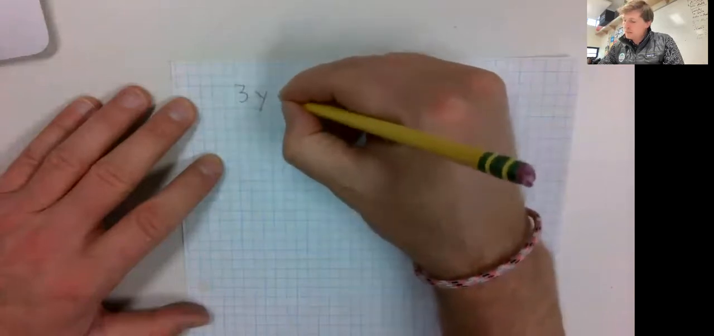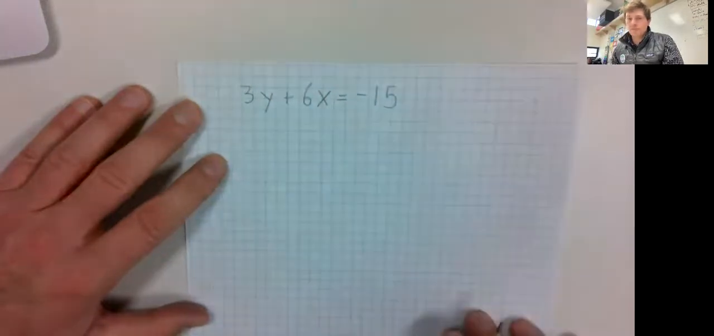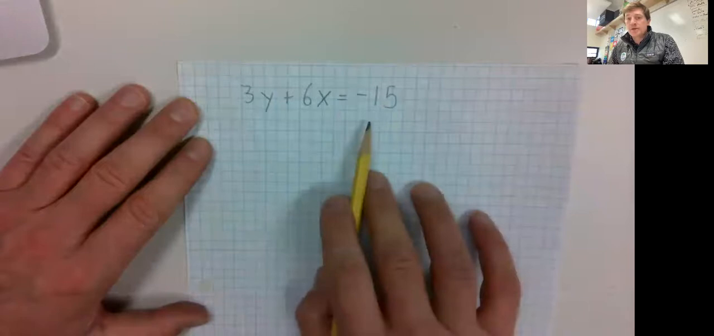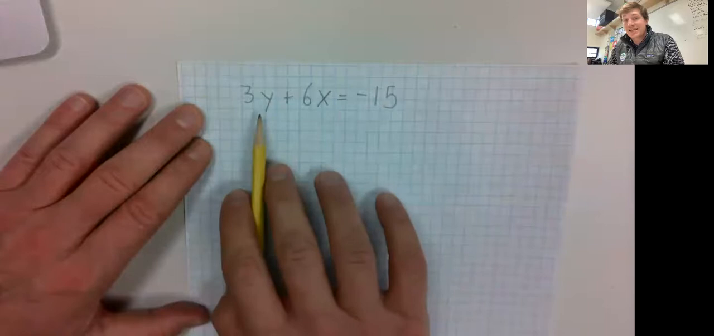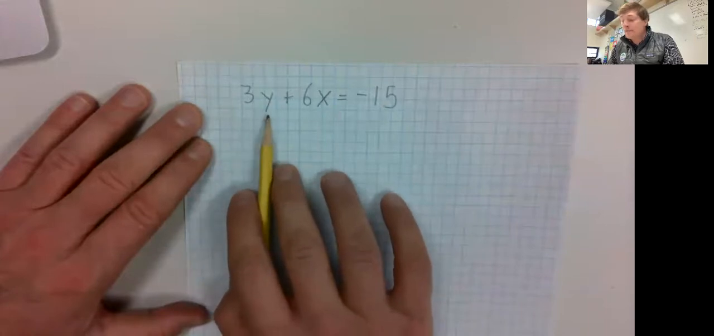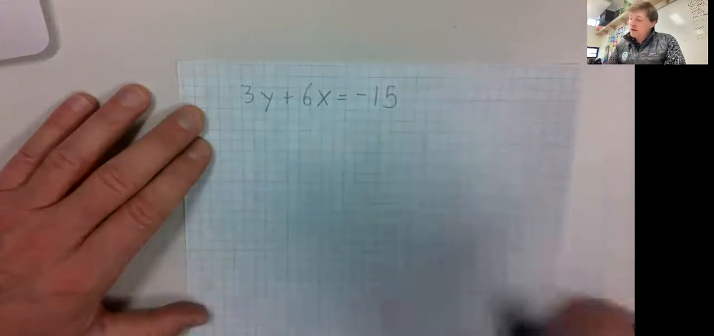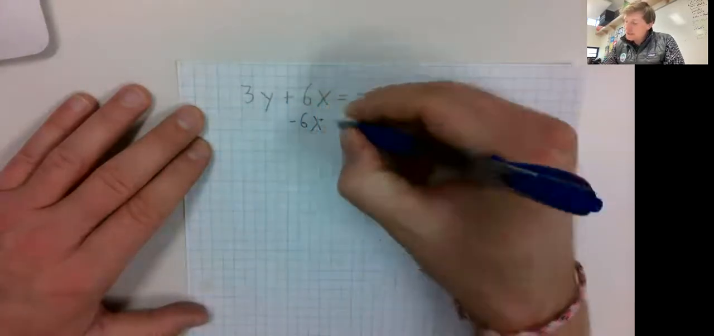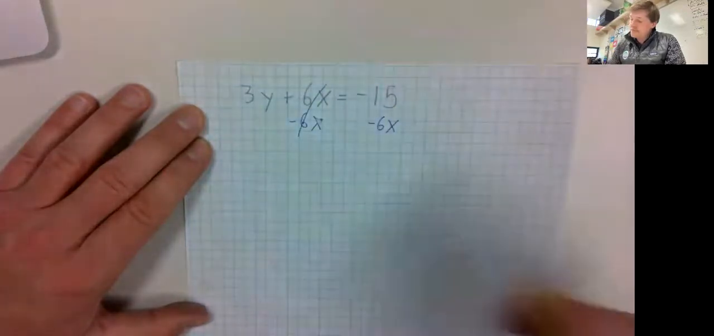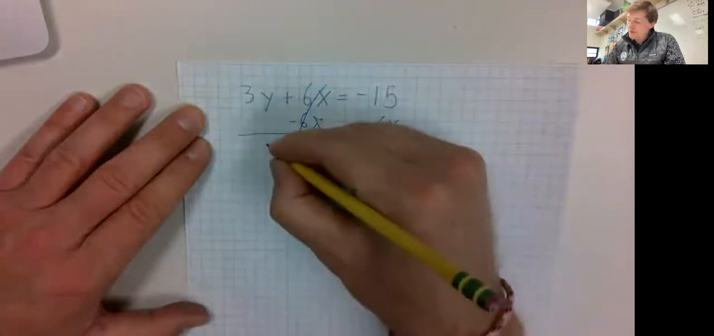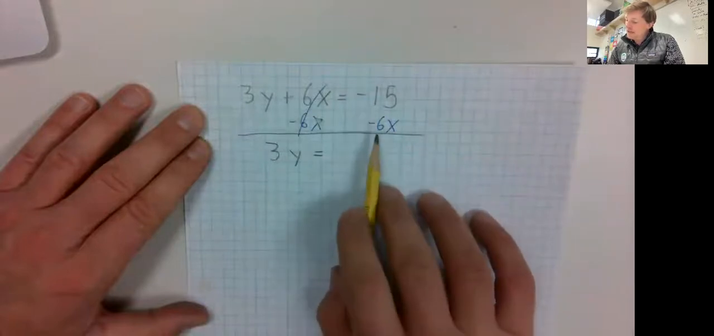3y plus 6x equals -15. It's not written in slope-intercept form. We want it to be written in slope-intercept form, so I need to isolate the y using SAD-MEG. So the first thing I'm going to do is bring this x term over here by subtracting 6x so that they drop out. And I need to subtract 6x from the right side. I'm left with 3y equals, I've got a -15 and a -6x.